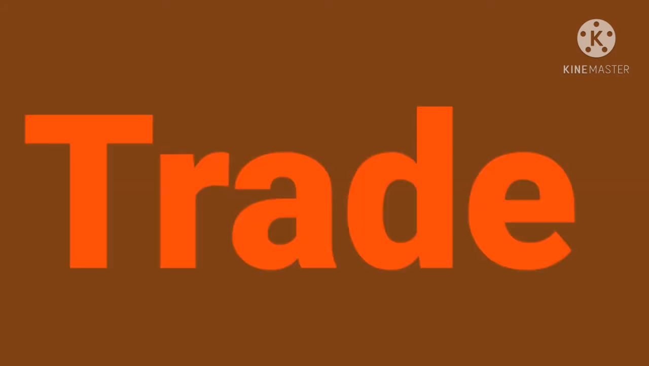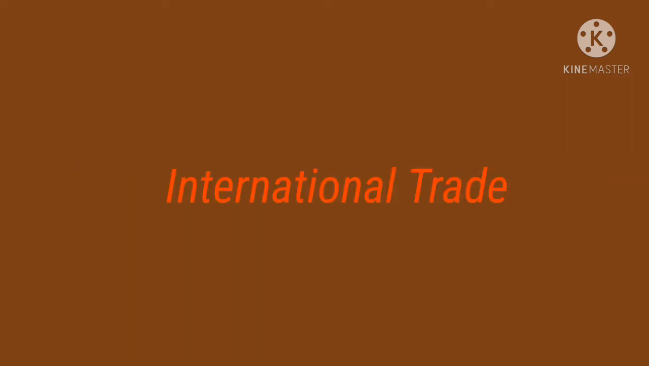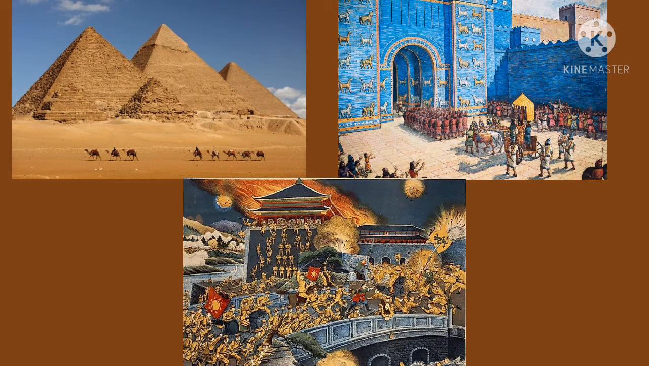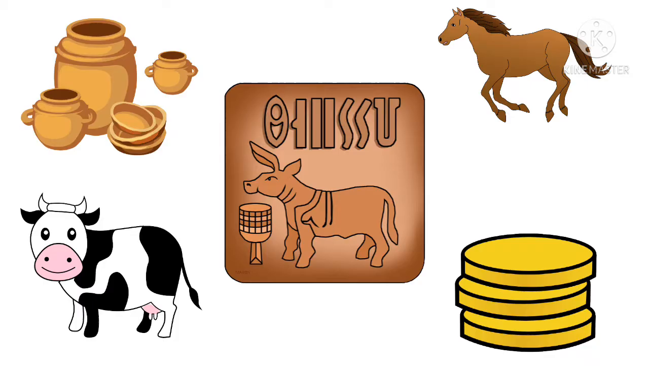Now let's look at an important thing, trade. So who did the Indus trade with? We are going to do this one way, international trade. They traded with the Egyptian civilization, the Mesopotamian civilization, and the Chinese civilization. So, what did the Indus Valley civilization trade? The Indus traded pots, horses, cows, coins, and seals.